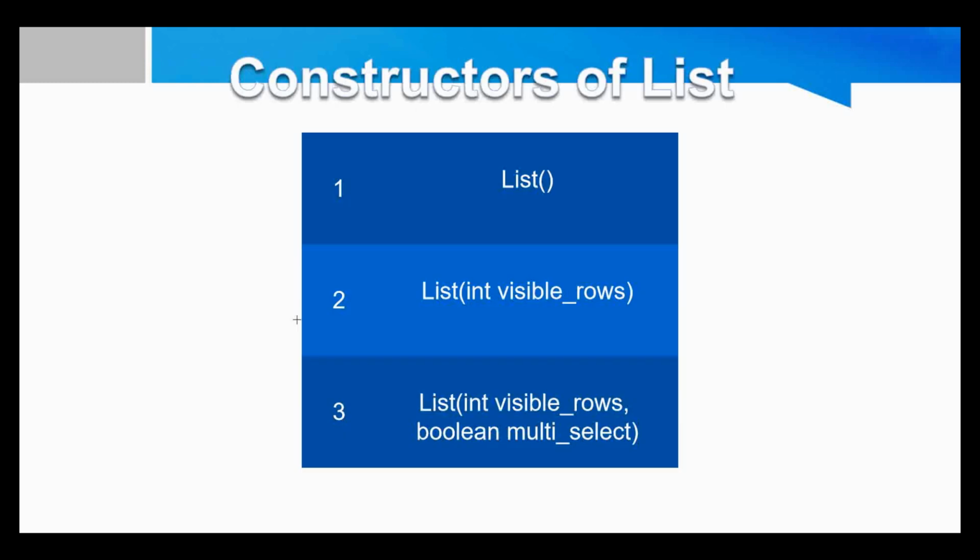Now let's see the constructors of list. List provides 3 constructors. One of them is the default constructor. Next is a constructor with an int parameter, and the last constructor has 2 parameters. We will see each constructor in detail.